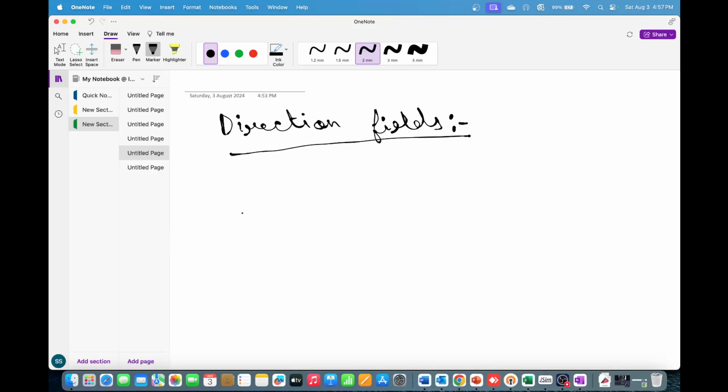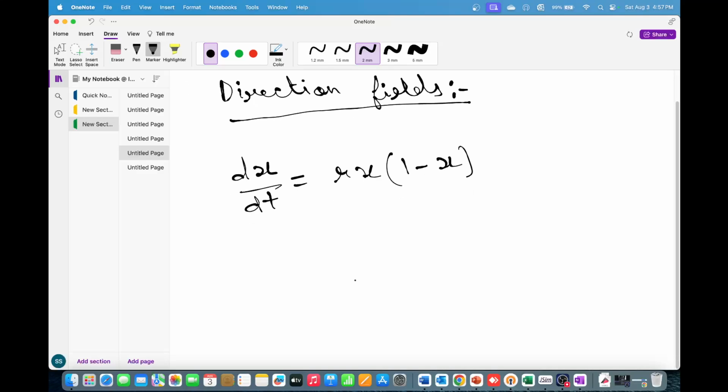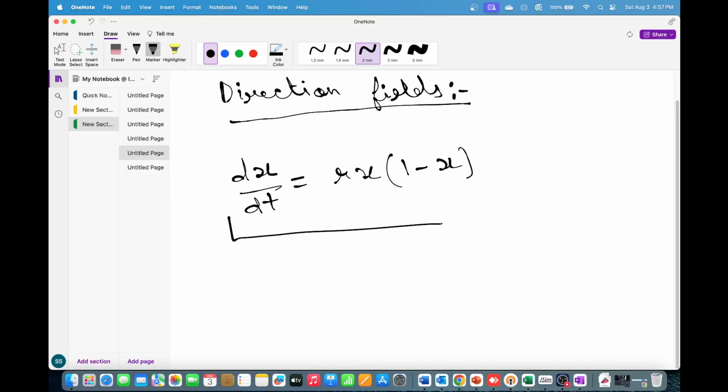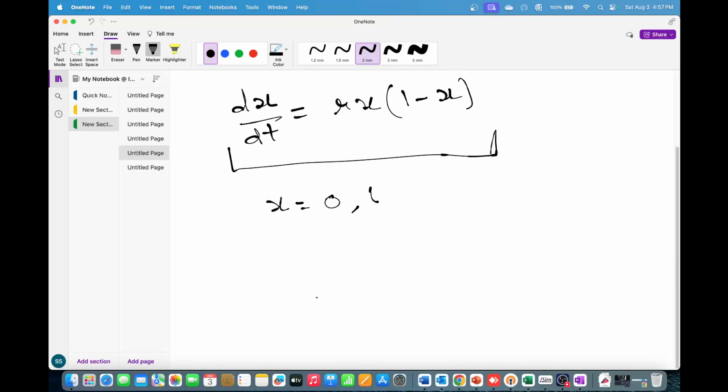Say for example you have the same equation. I'm assuming the same equation because it's easier to describe this using this than other equations, but you can do it for any kind of model. Okay, so again for this model, we have seen that the steady states are 0 and 1. I am not doing the same thing again, it's the same 0 and 1.